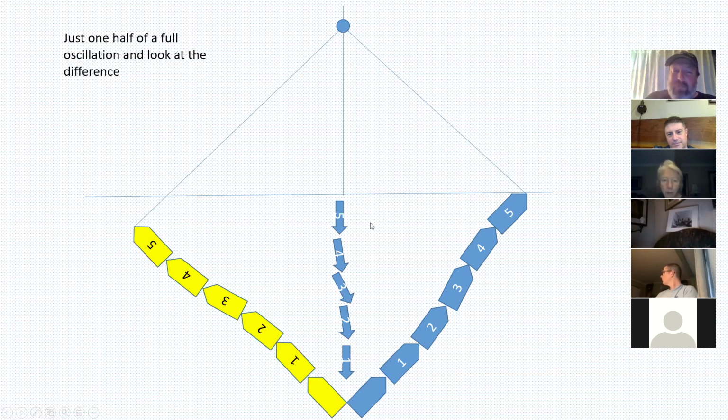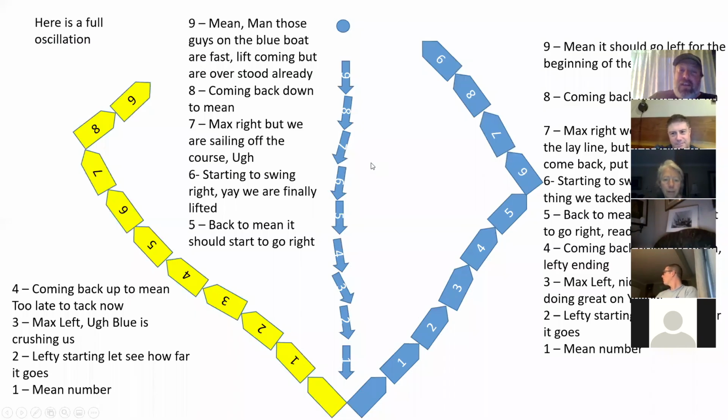So that's what a half an oscillation looks like. And you just see the difference there. So let's look at a full oscillation. As we do this, and I have some comments on here, we'll have some fun with this in a second. So this is one shift to the left, back to mean, a shift to the right, and back to mean. So if two boats were sailing up this course, the blue boat is taking advantage of it properly and the yellow boat is not.